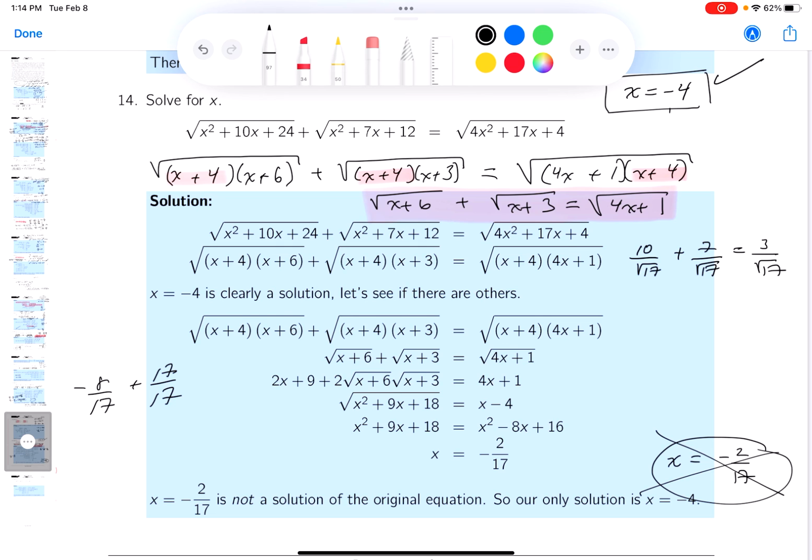We only have one answer, and this was the answer. It was also an easy answer to get by inspection. All right? We're done. Thank you.